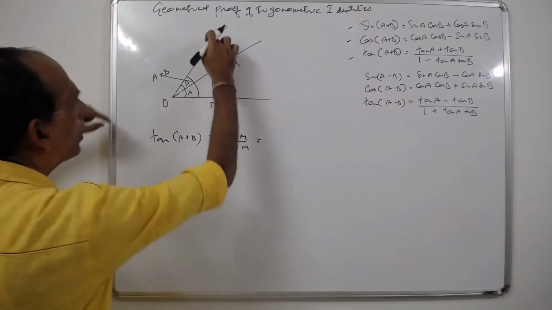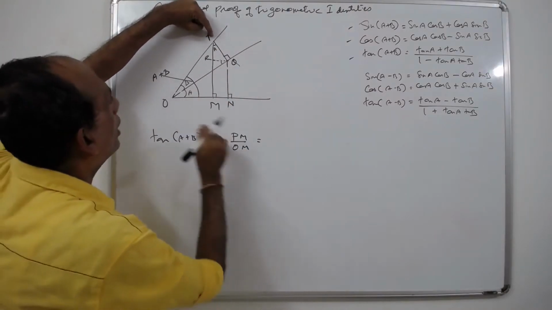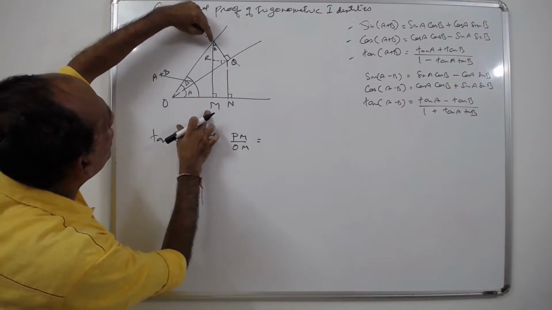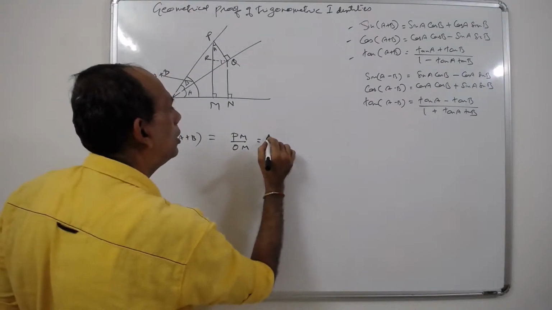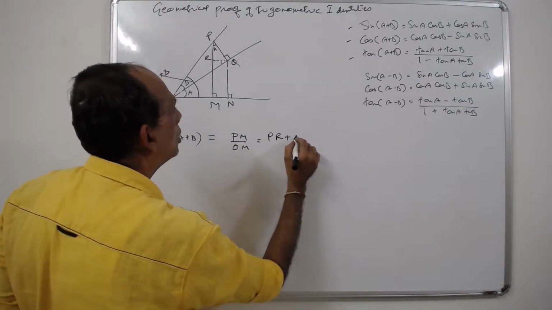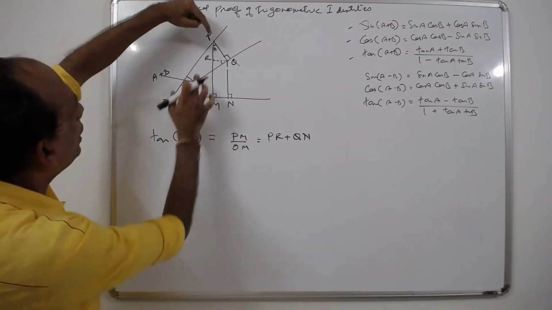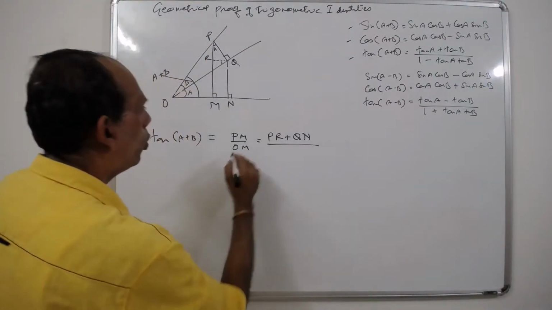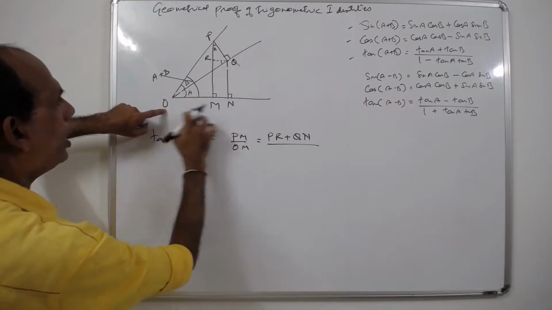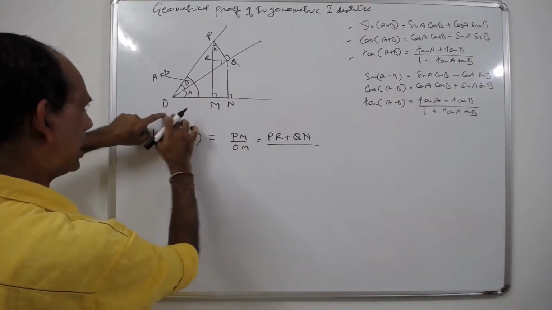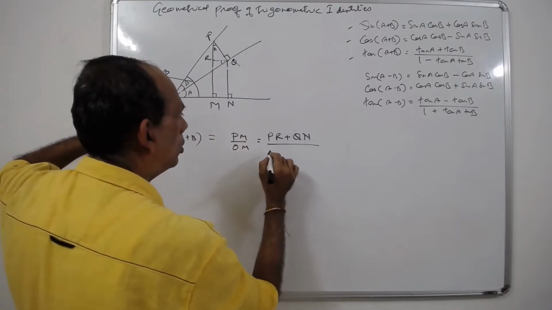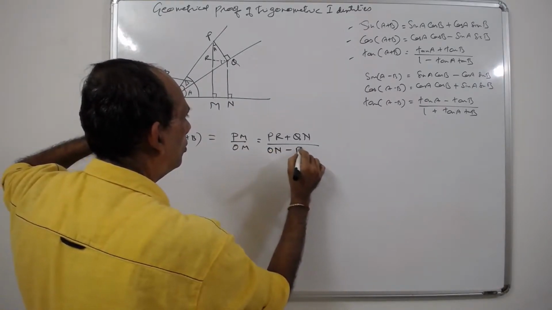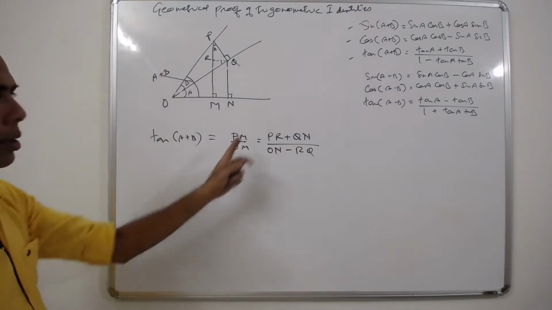What is PM? Directly I will write PM is equal to PR plus RM. I am replacing RM with QN, so I write PR plus QN. OM is what? ON minus MN, or I can say ON minus RQ. Can you do that? I skipped one step.